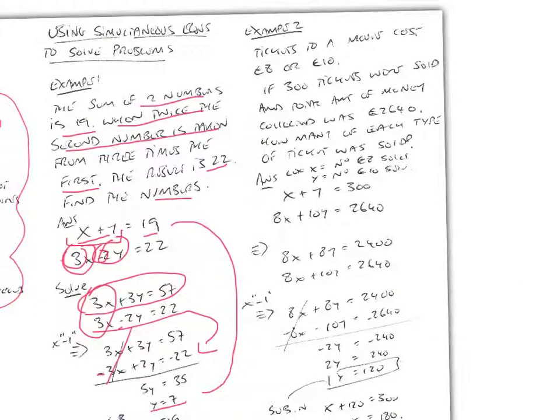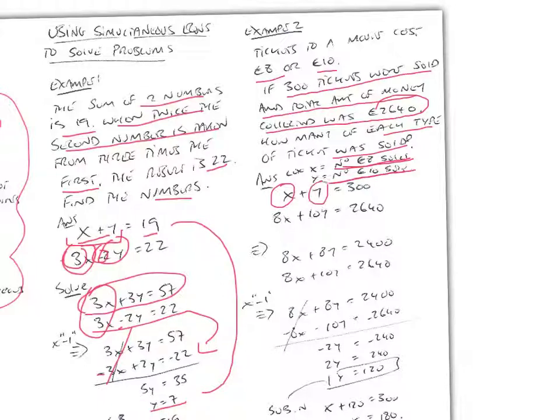More interesting example here now. Tickets to a movie cost €8 or €10. If 300 tickets were sold and the total amount of money collected was 2640, how many of each type of ticket was sold? Okay, what we do is we let x equal the number of €8 tickets sold, and y equal the number of €10 tickets sold. So a number of €8 tickets and a number of €10 tickets were sold, and together that meant 300 tickets were sold. And the value of money, 8 times those number of tickets sold and 10 times, because €8 and €10, came to 2640.